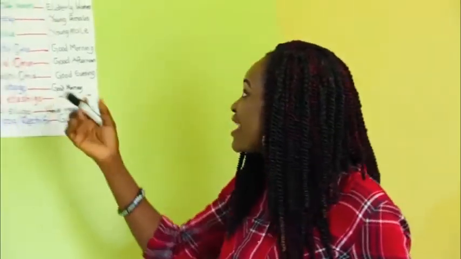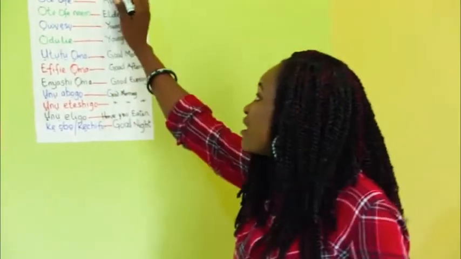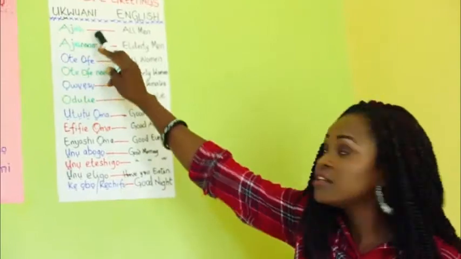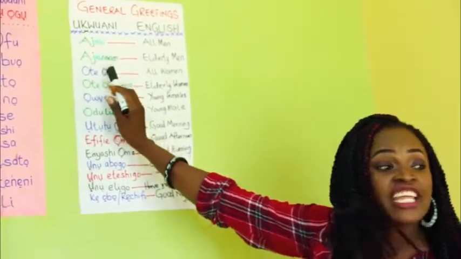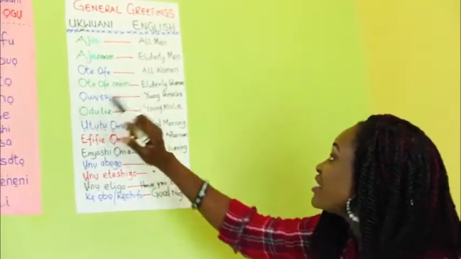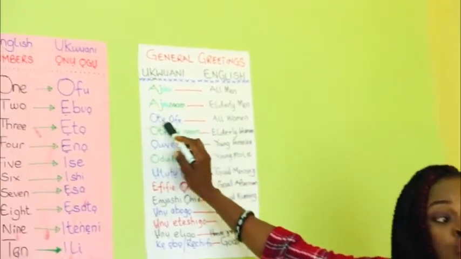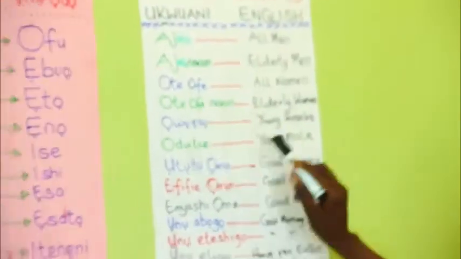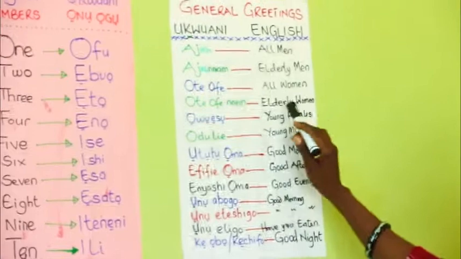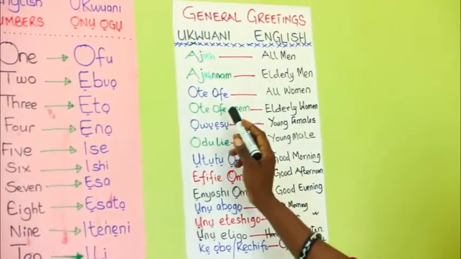It depends on which one you want to use. Now let's start again. Greetings for all men, you have Aje. For elderly men, you have Ajennam. For all women, you have Otofe. Greeting an elderly woman or elderly women, you have Otofe Nnem.